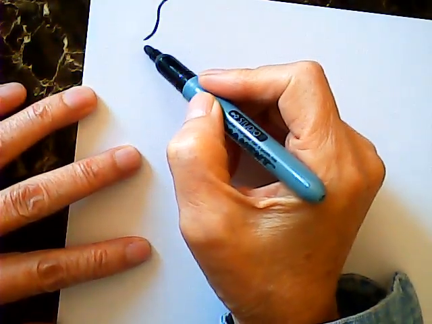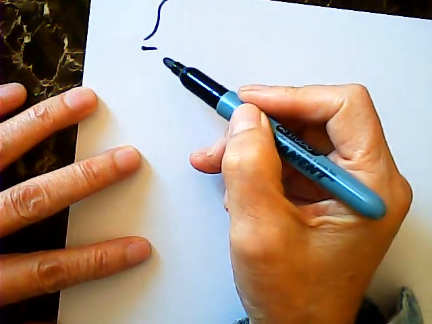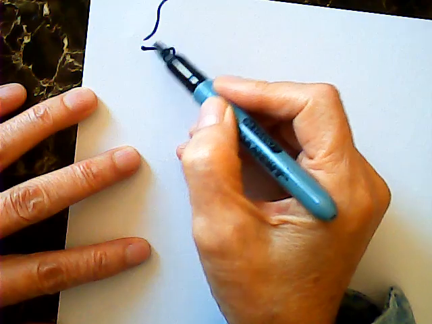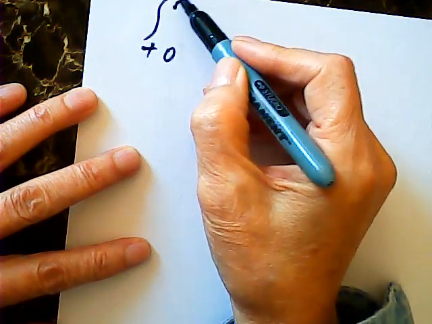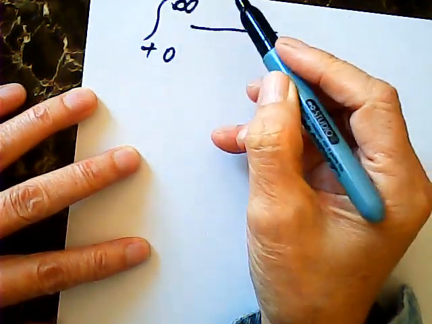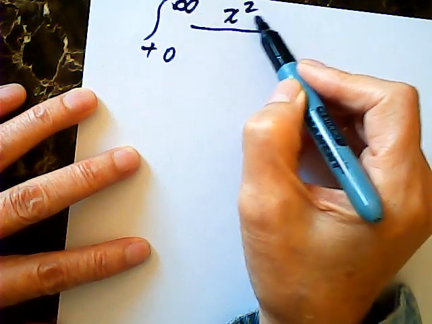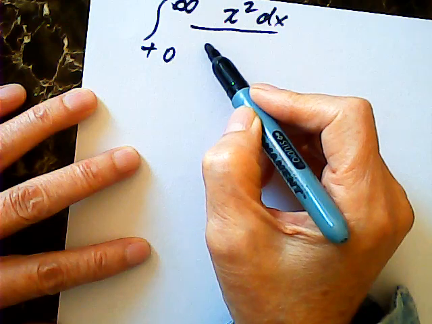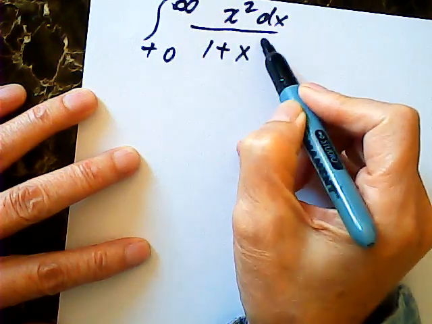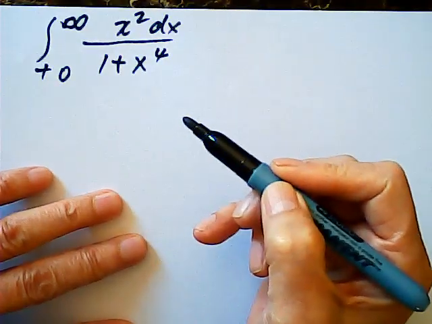Method 2 from 0 to infinity, x squared dx over 1 plus x fourth. Okay, now let me do the second method.